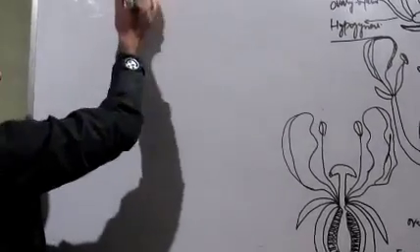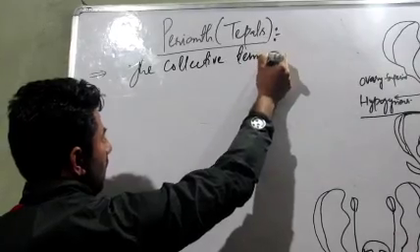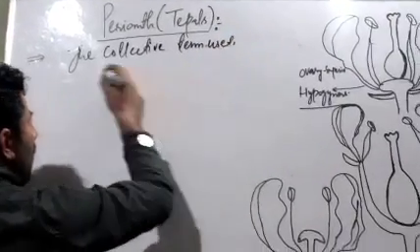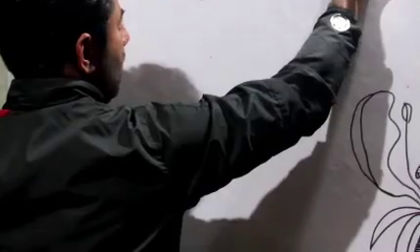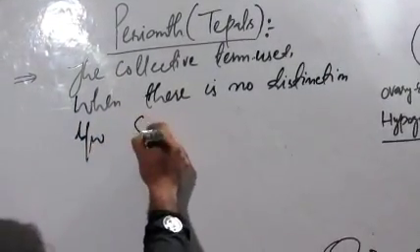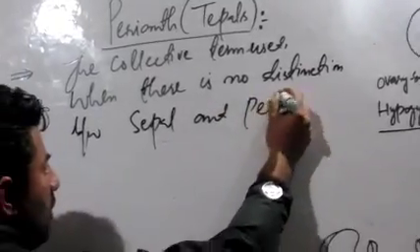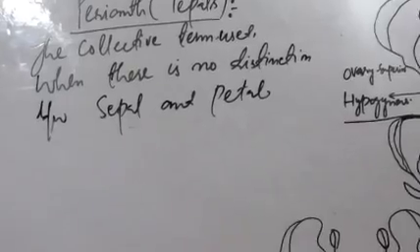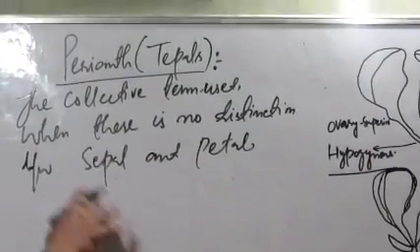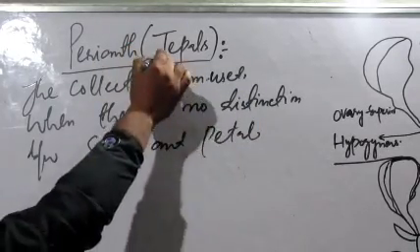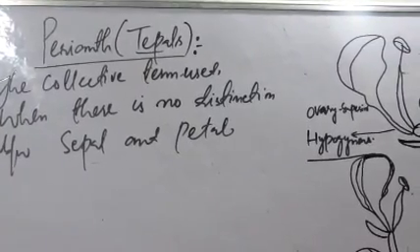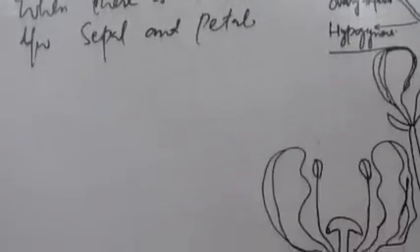So tepal जो है, it is a collective term used when there is no distinction between sepal and petal. We get confused whether which whorl of the flowers is sepal or petal. So there is no clear distinction between sepal and petal. We cannot distinguish the sepal from the petal. It looks the same. So then we use the collective term for such sepals and petals which are not clearly distinct. So that is the tepal. So tepal is the collective term for the sepals and petals when there is no clear distinction between them.